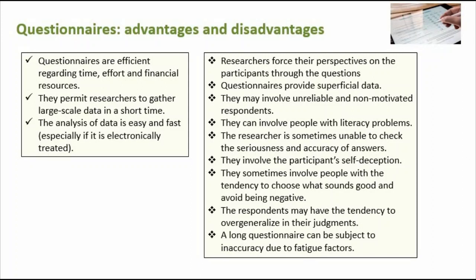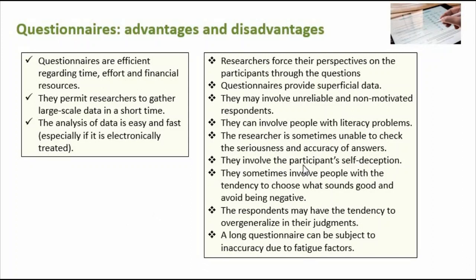of the answers. The next problem with questionnaires, because they are written, is that sometimes some respondents have literacy problems. They cannot read well, or they have difficulty in understanding written material, so using a questionnaire would not be appropriate. Next, the researcher is sometimes unable to check the seriousness and accuracy of answers, because answering the questions is not done face-to-face. Also, this happens because the answers are written.